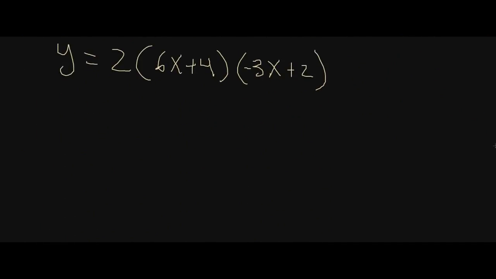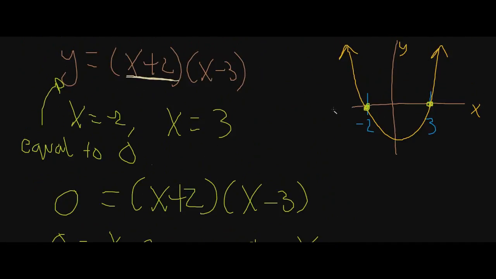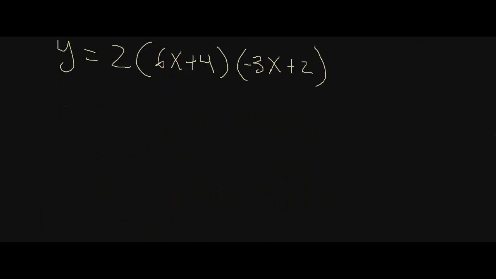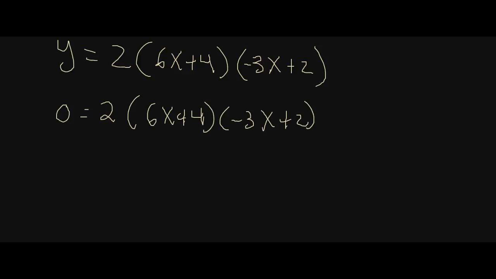So now we can just proceed to solve this how we did before. Our roots will always happen when y is 0. So we're going to set this equation equal to 0. We're going to get 0 equals 2 times 6x plus 4 times negative 3x plus 2. This should be a plus sign. It looks really terrible.